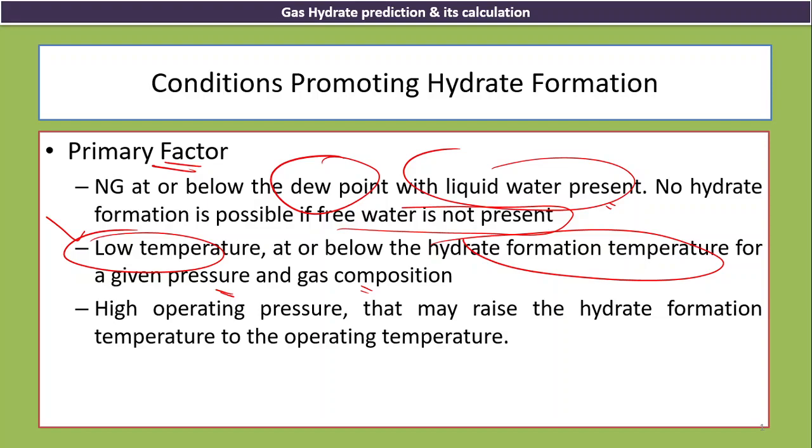The third factor is high operating pressure, which may raise the hydrate formation temperature to the operating temperature. So that is the reason. Basically these are the three primary reasons for which hydrate formation takes place.